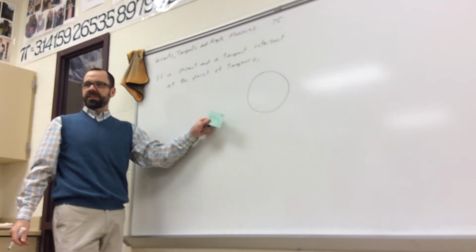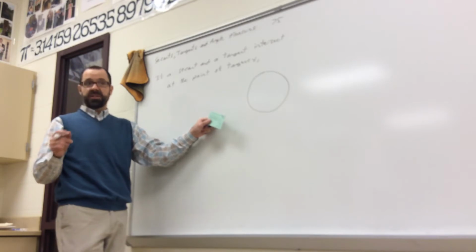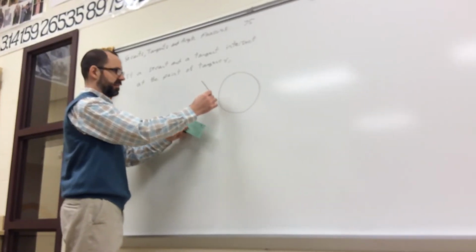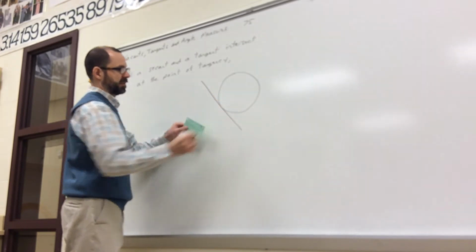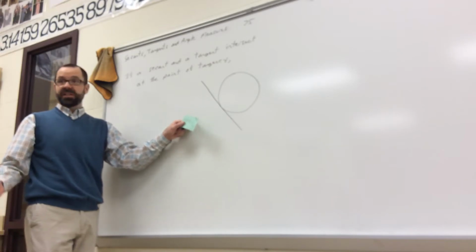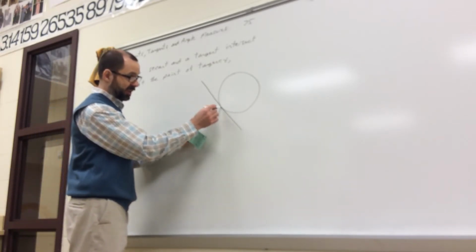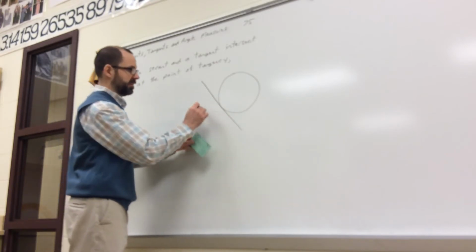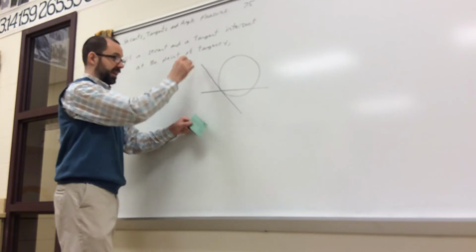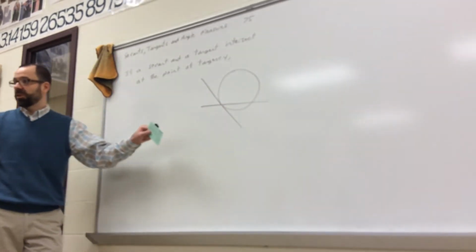Remember, a secant hits the circle twice, and then a tangent hits the circle once. So here's the tangent line. And then we need a secant line that intersects the tangent line right there at the point of tangency. So here's the secant line. So we got a secant line and a tangent line intersecting at the point of tangency.